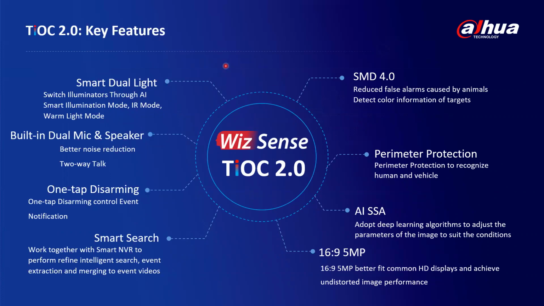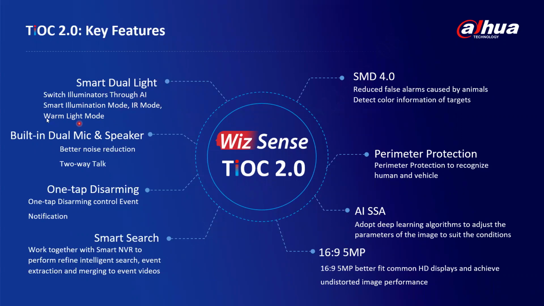So here we have some major improvement in terms of the key highlighted features for the TiOC 2.0. So in this case, we start describing these features clockwise from the smart motion detection all through to the smart dual lighting. Or we can do it anti-clockwise, it doesn't matter at all. So in this case, this will support the smart dual light. We've mentioned that before. That gives the camera the ability to switch in between the 3 modes of lighting. So it can switch illuminators through its artificial intelligence features. And again, we have the smart illumination mode, the IR mode, and the white light mode.